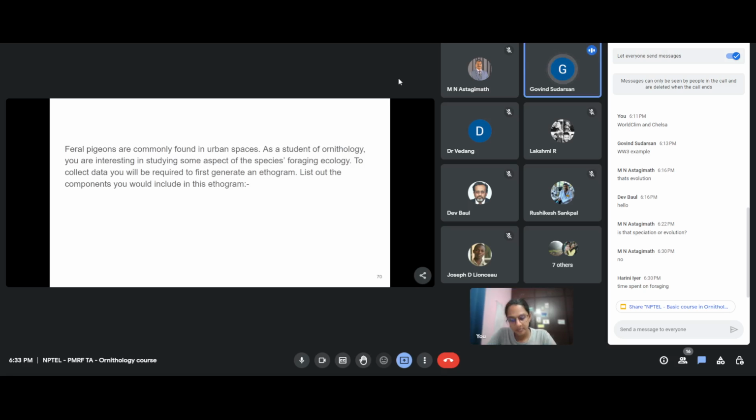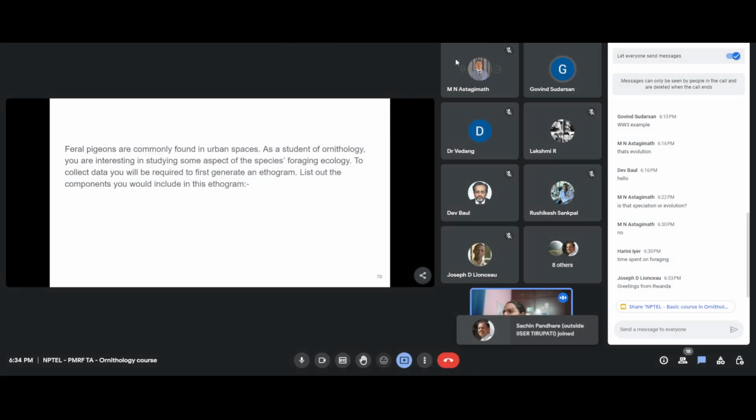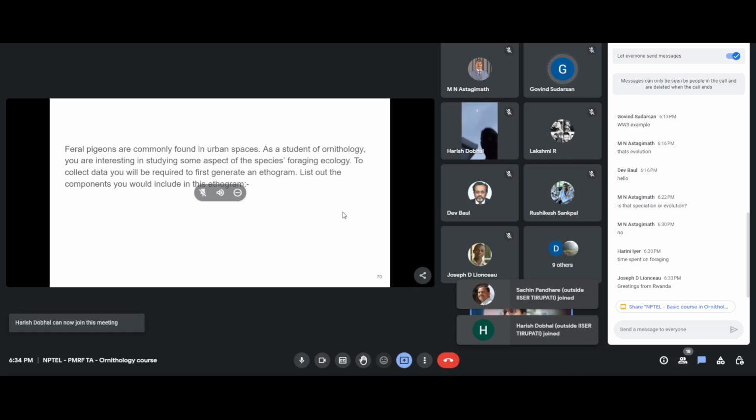Wouldn't that be especially true for feral rock pigeons in the city? Wouldn't what be true? Sorry. Wouldn't it be especially hard for studying feral rock pigeons in the city? Study the traveling time. Yeah, exactly.